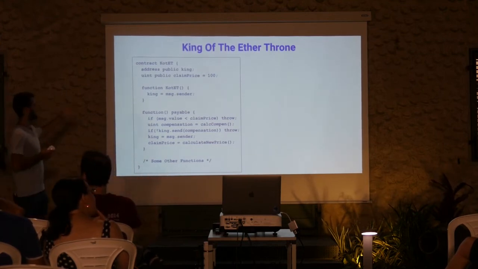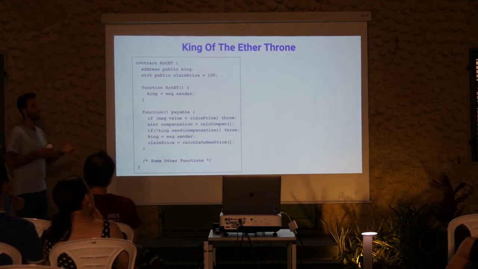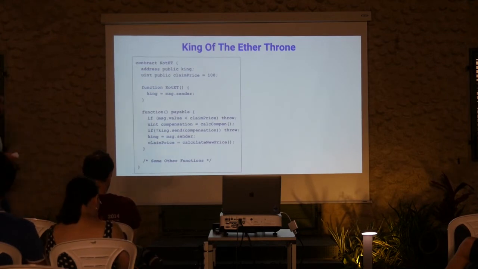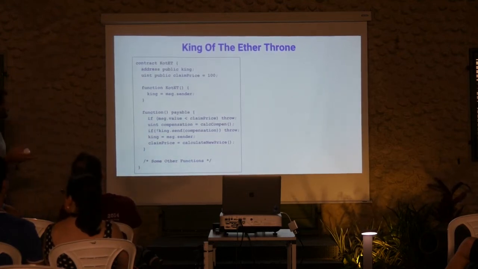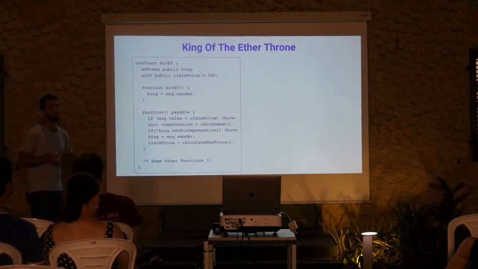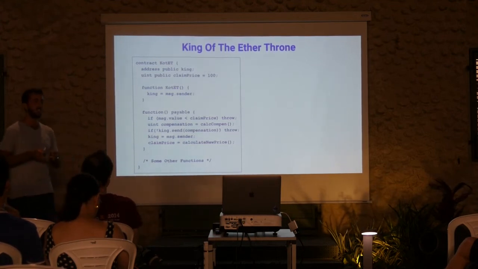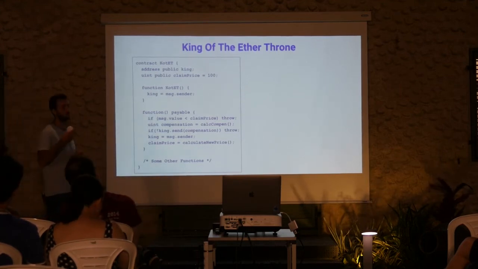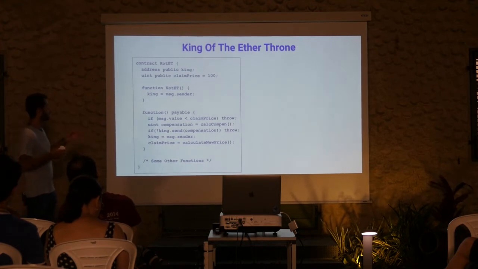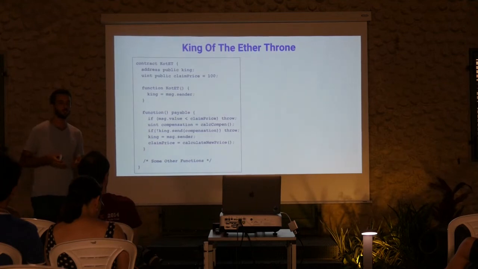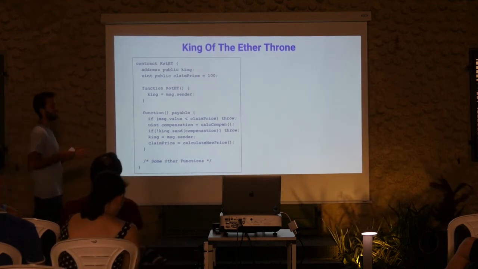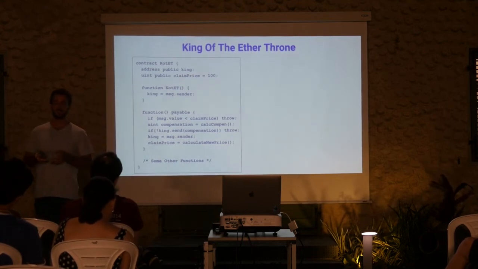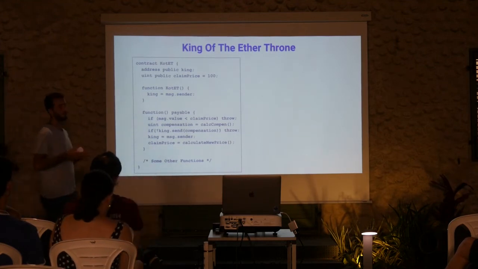We have an address of the current king. We have a variable which is the claim price, which will be 100 by default. And we have a default function which will be invoked when we send Ether to this contract. And this default function will check if the message value, which is the amount of Ether that was sent in this transaction, is less than the claim price. If so, we will throw an error. If not, we will calculate a new compensation, and we will try to send the new compensation to the current king. If we get an error from this send function, we will throw an error. Otherwise, we will replace the king with the address of the sender, and we will calculate a new price for the claim price.